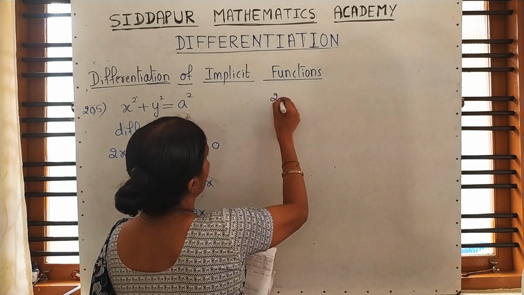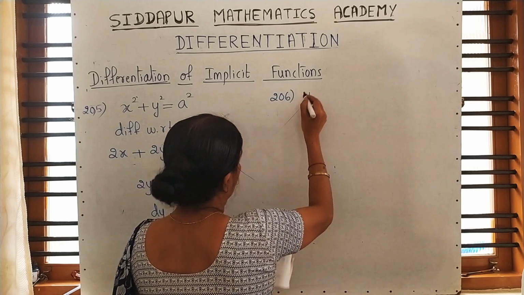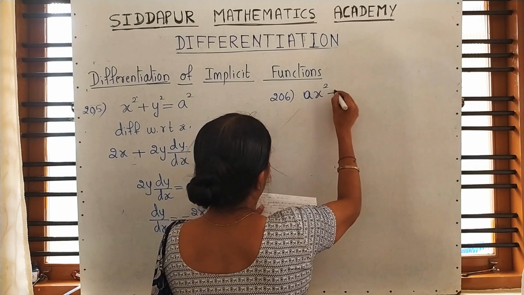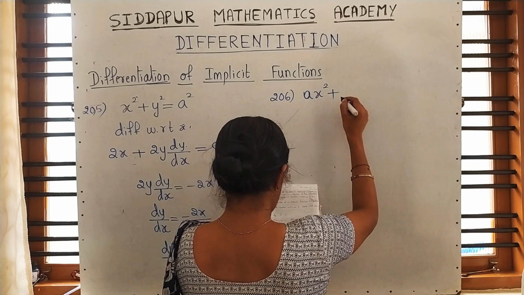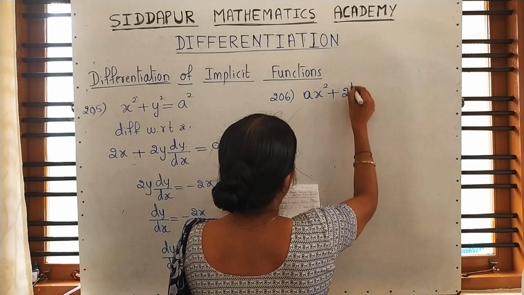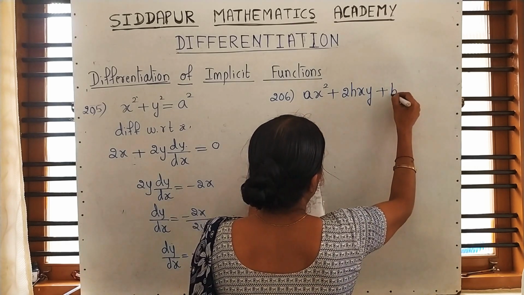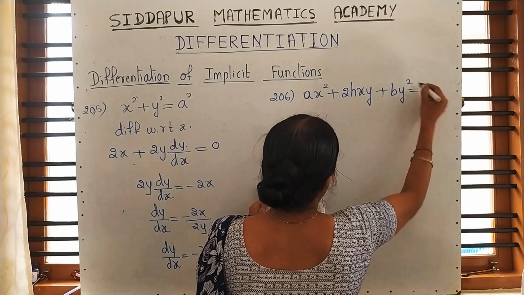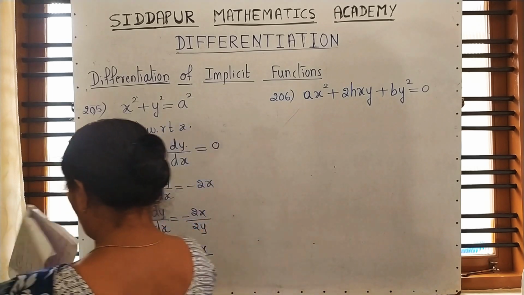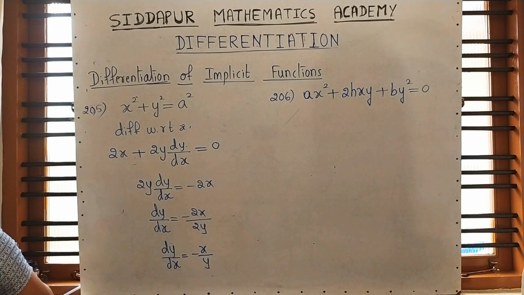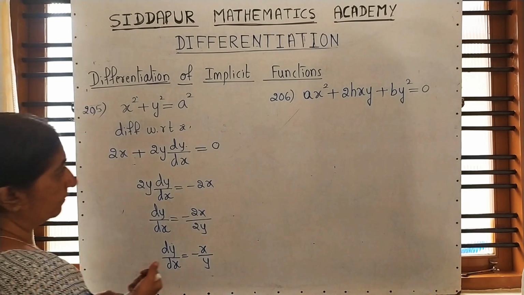Moving to the next question. Ax square plus 2hxy plus by square is equal to 0. Remember, only x and y are variables. The other terms we are considering as constants.